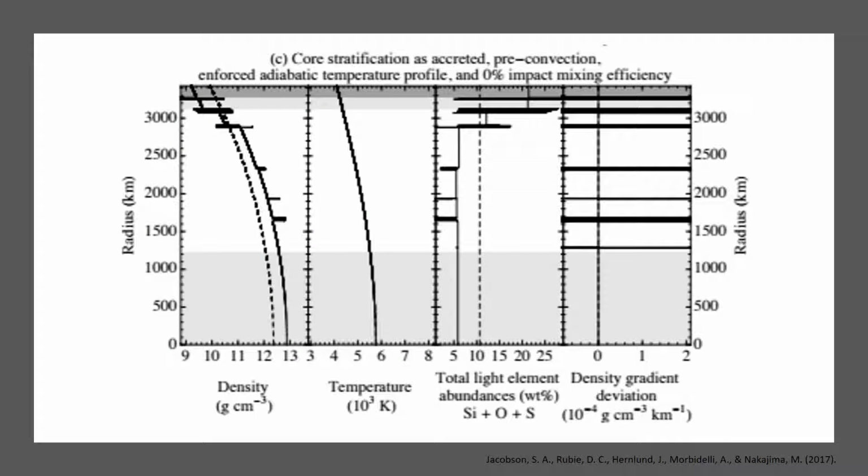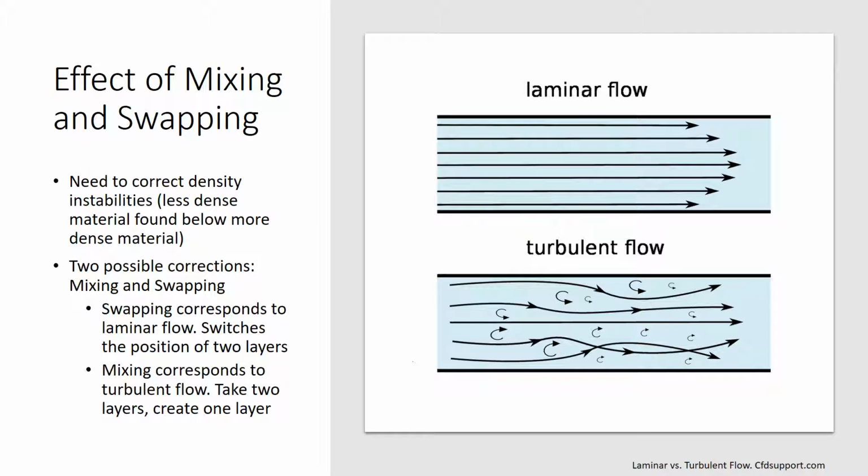On the right side of the plot, where we see the total light element abundances, we can see a region where the core is unstable due to its density profile. I'm circling a region of high density, and notice that it is above a region of low density. This is unstable, and the core must mix or swap in order to correct the density and place the lower density material on top. The core has two strategies for resolving density instabilities.